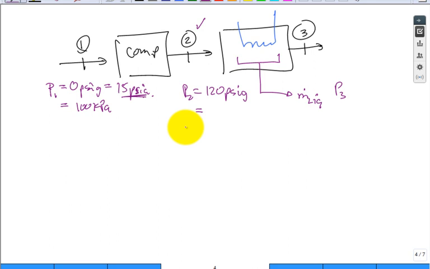All right, gauge. I want to convert that to absolute. Help me a little bit. Add 15. Hardest math you're going to do today. 135 PSIA. Tell me what is the pressure ratio P2 over P1.